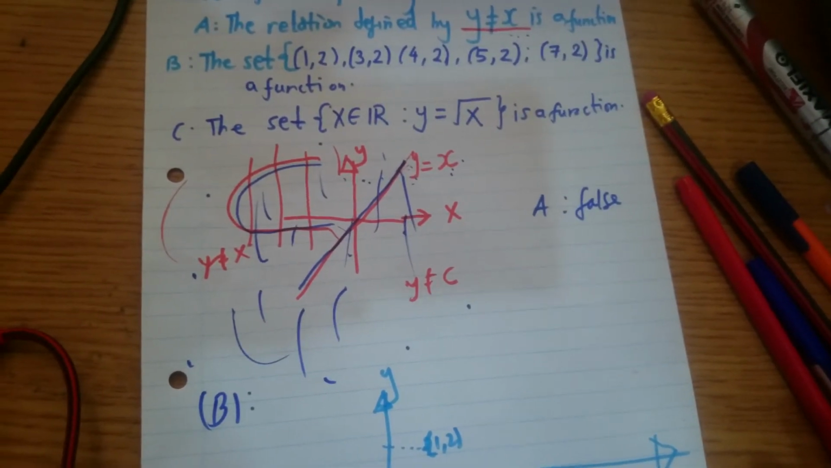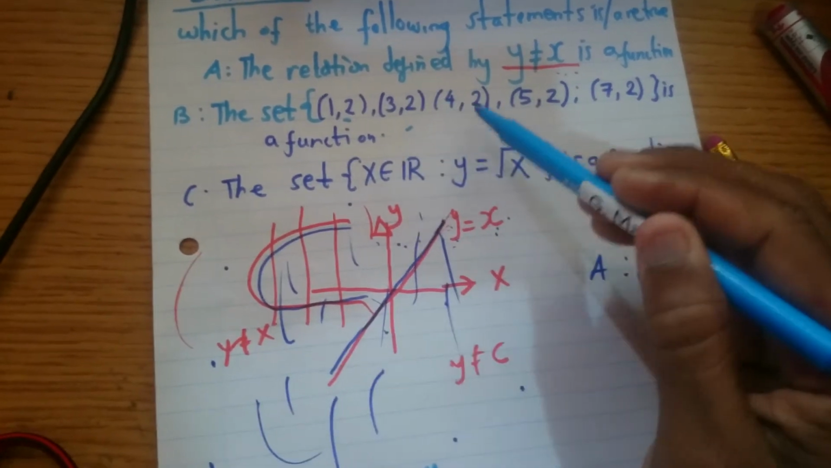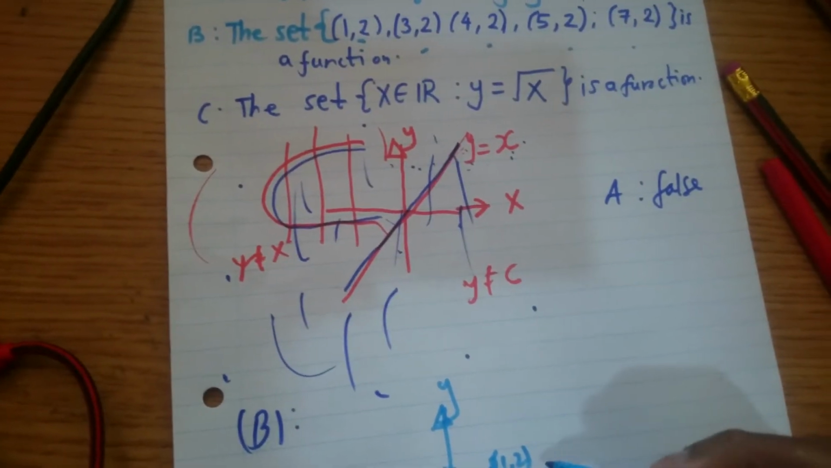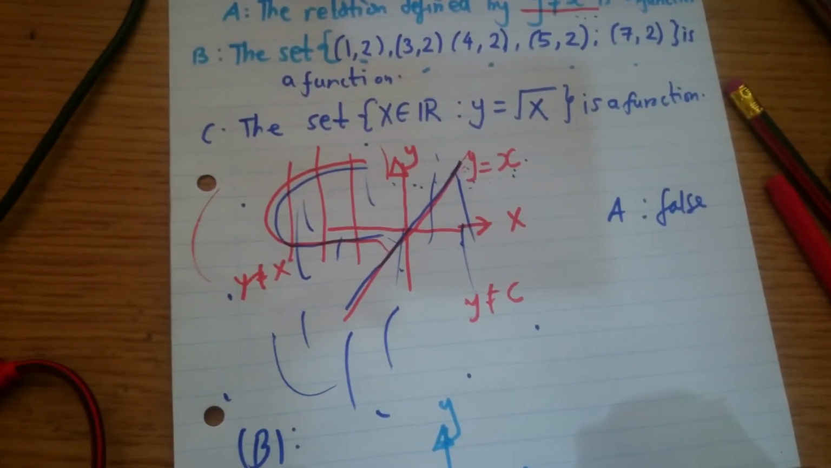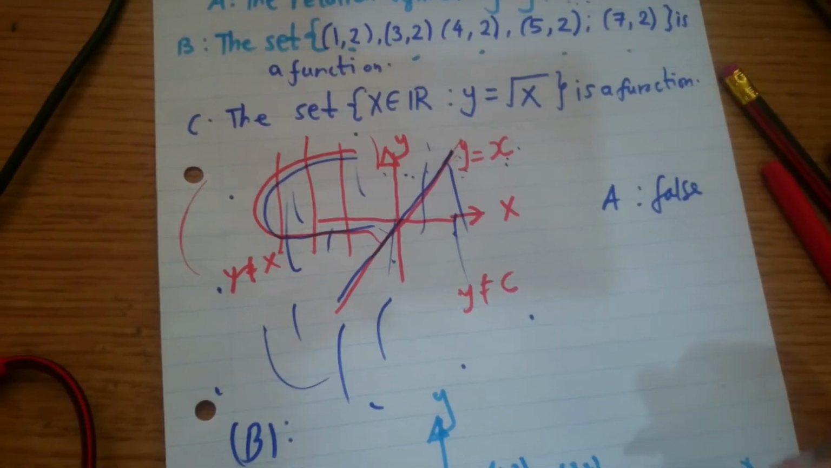So all of them have the same value of y: 2, 2, 2, 2, 2. The second one, 3 and 2, means this is 1, this is 3, and this is 2. So you see, all of them have the same value of y.